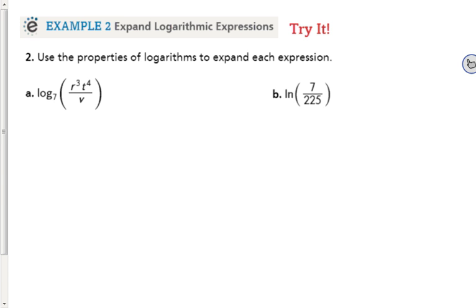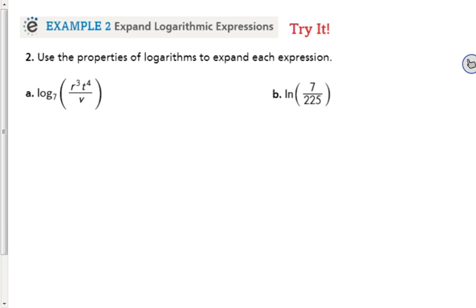Okay, so these are the example 2 triads. In the lesson last night, I did the example 2 examples. So these are 2 more examples, just to be thorough. It says expand logarithmic expressions. Use the properties of logarithms to expand each expression.